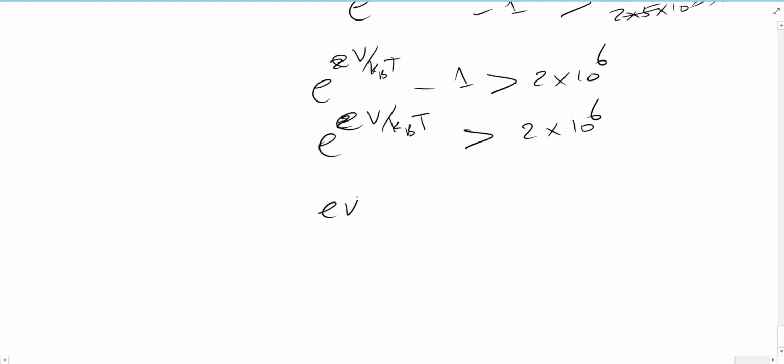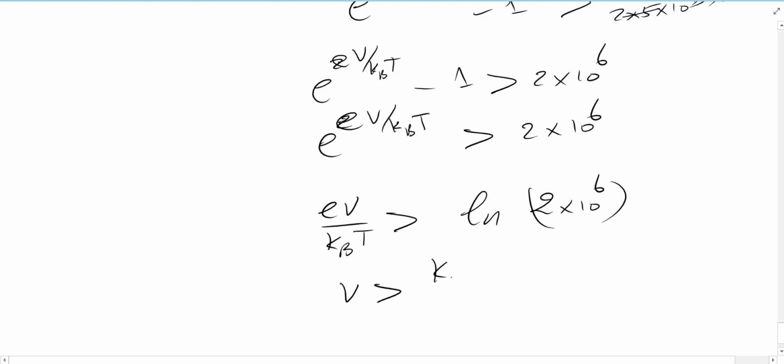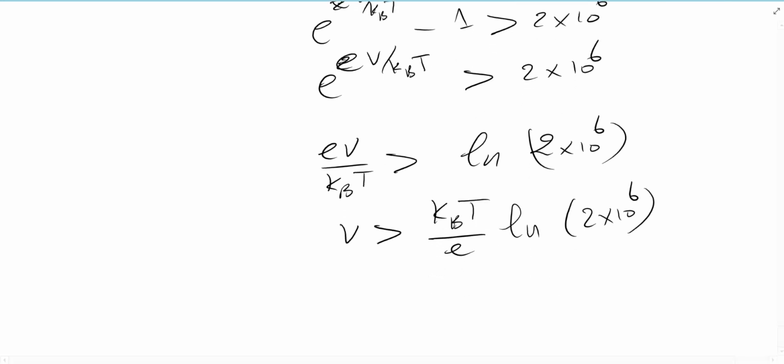So EV over kBT must be then greater than the natural log of 2 times 10 to the power 6, which means that the voltage must be greater than kBT over E times the natural log of 2 times 10 to the power 6. Don't be scared with this big number because it's not big when you take its natural log. So the answer is going to be kBT is 1.38 times 10 to the negative 23.